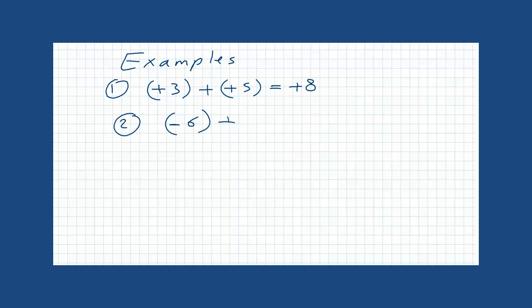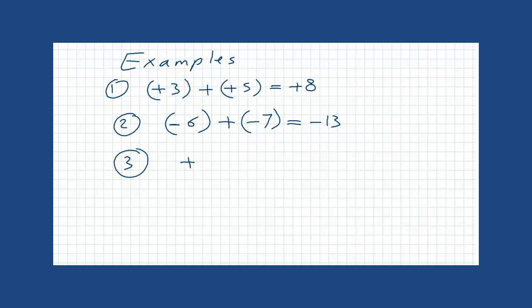-6 plus -7, the answer is -13. 6 and 7 have the same sign, they are both negative. The answer is the sum of 6 and 7 with the same sign of both numbers. So here we have a rule. If two signed numbers have the same sign, just add the numbers and put the same sign.